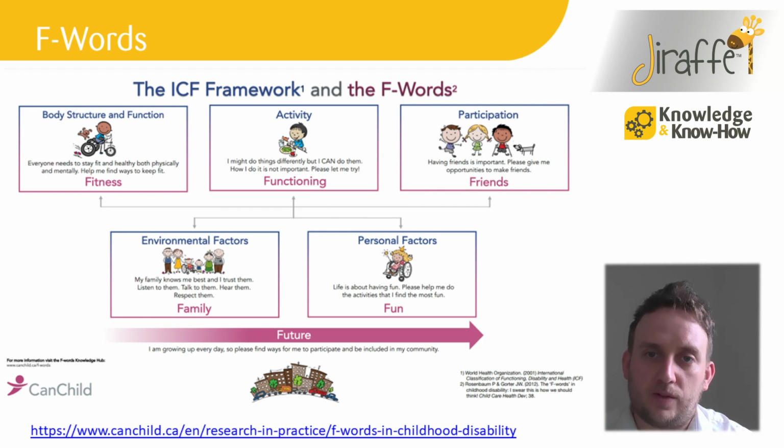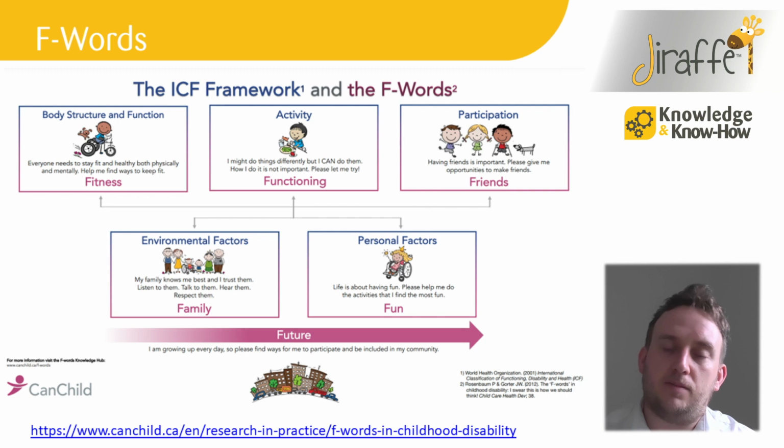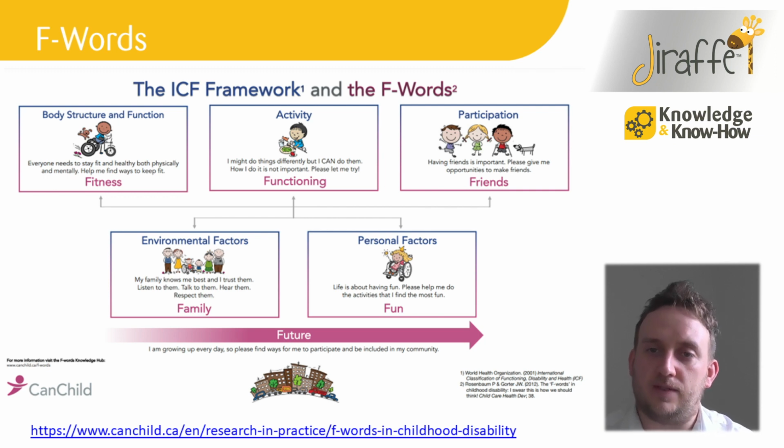So as we can see, we've got the 5 different F words here. Fitness, which relates to body structure and function. Activity relates to functioning. Friends is around participation. Family is environmental factors, and fun for personal factors.